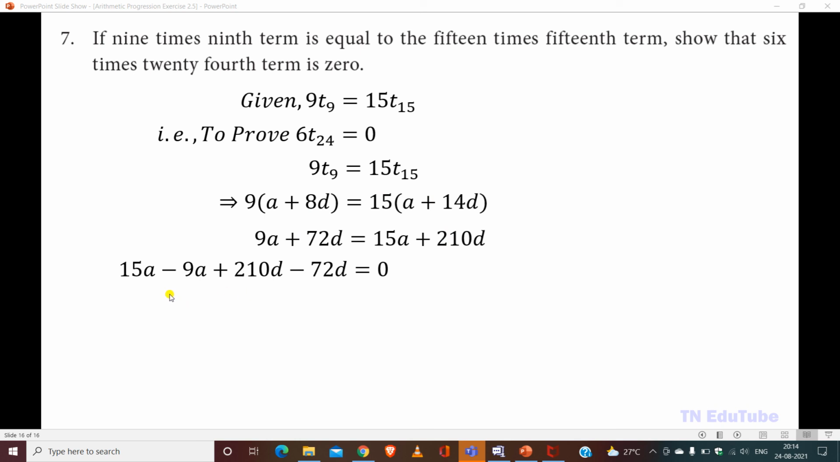15 minus 9 is 6A. 210 minus 72, you get 138D, equal to 0. Here take 6 outside, you get A plus 23D equal to 0. A plus 23D is our 24th term. 6 into the 24th term. The 24th term we can write like this: A plus 24 minus 1 into D. So 24 minus 1 means it is 23D. So we come to the answer: 6 times the 24th term is 0.